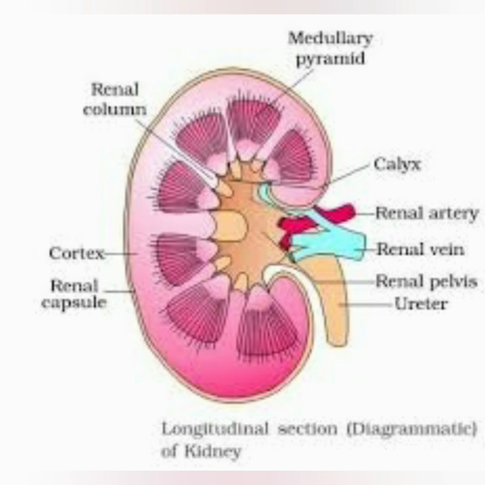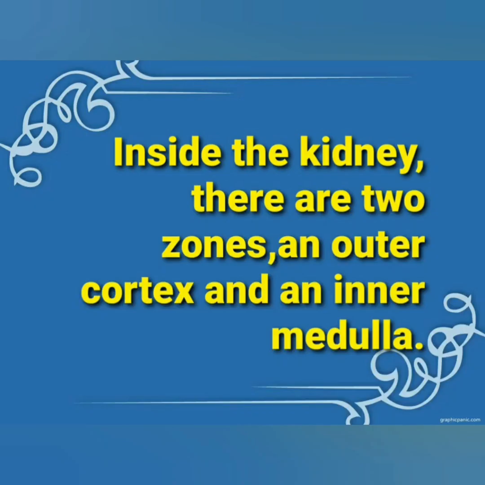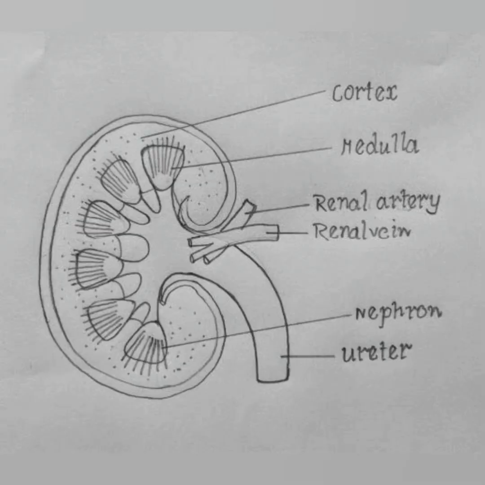Here you can see the outer surface of the kidney, namely cortex, inner to which is the medulla. Medulla has a lot of projections called medullary pyramids, also observable, and renal pelvis, renal column also. Inside the kidney there are two zones, an outer cortex and an inner medulla. Once again observe the diagram, clearly marked cortex and medulla here.